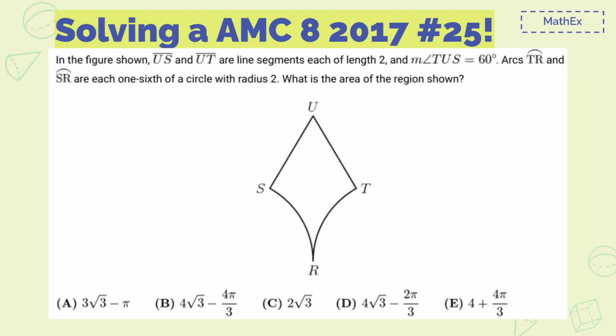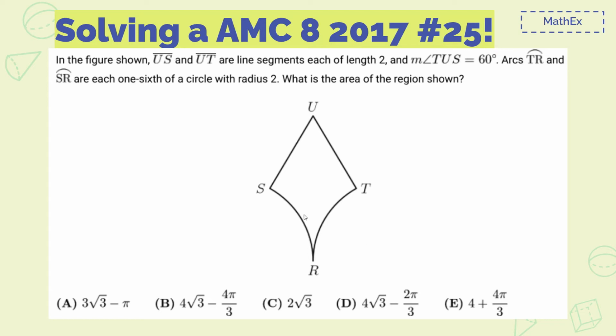But anyways, in the figure shown, US and UT are line segments, each of length 2. Angle TUS is equal to 60 degrees. Arcs TR and SR are each 1/6 of the circle with radius 2. What is the area of the region shown? Okay, so there are clues in the problem. It says arcs TR and SR are each 1/6 of a circle with radius 2.